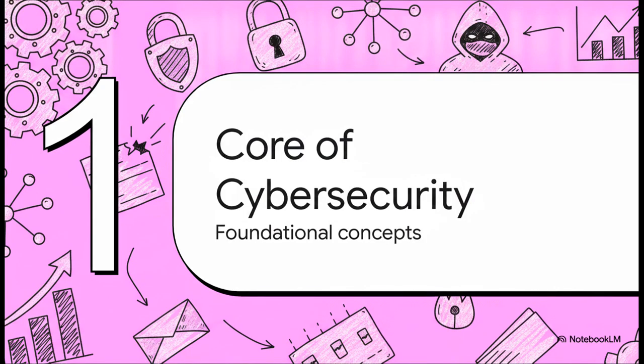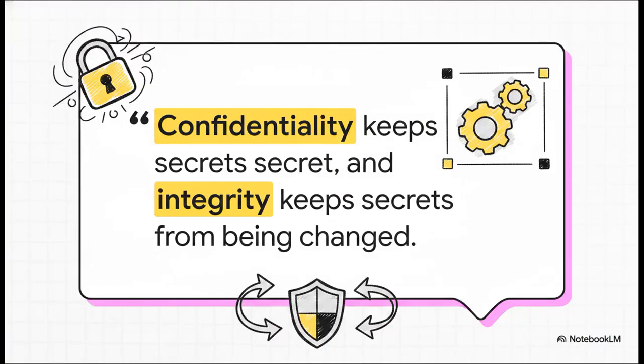All right, part 1. The core of cybersecurity. In a world where hackers are constantly trying to breach our systems, we absolutely need robust ways to measure security. And there's this brilliantly simple little phrase to anchor this whole concept in your mind. It goes like this: confidentiality keeps secrets secret, and integrity keeps secrets from being changed. Seriously, keep that in the back of your mind as we go through this explainer. It perfectly encapsulates 2/3 of the foundational model we use to design, implement, and manage our security architectures.